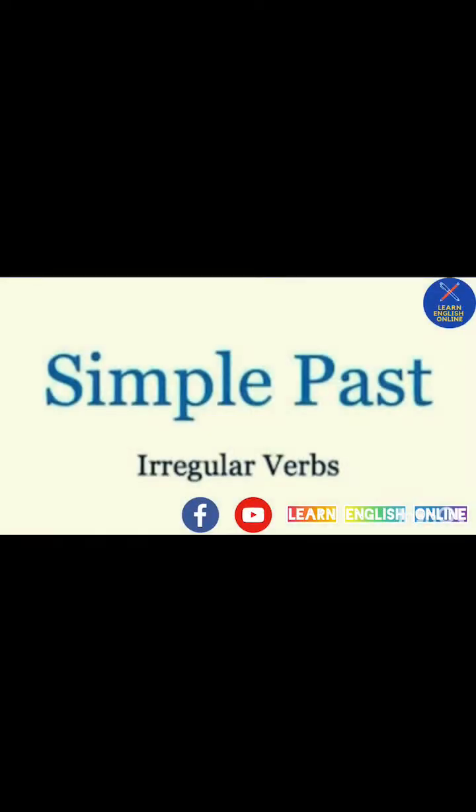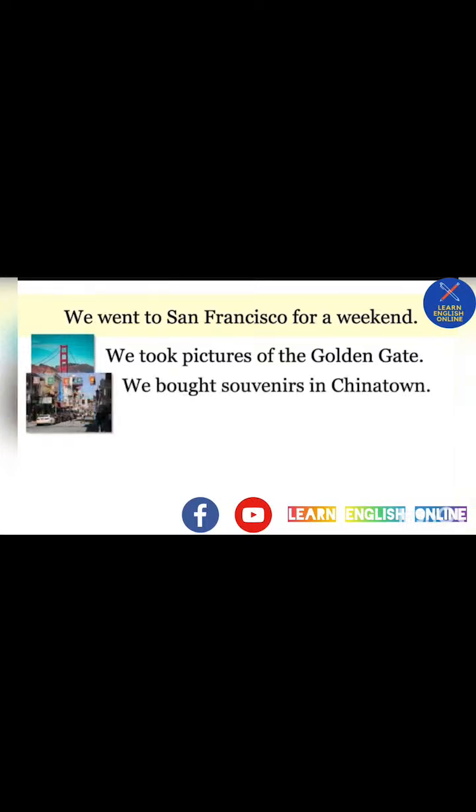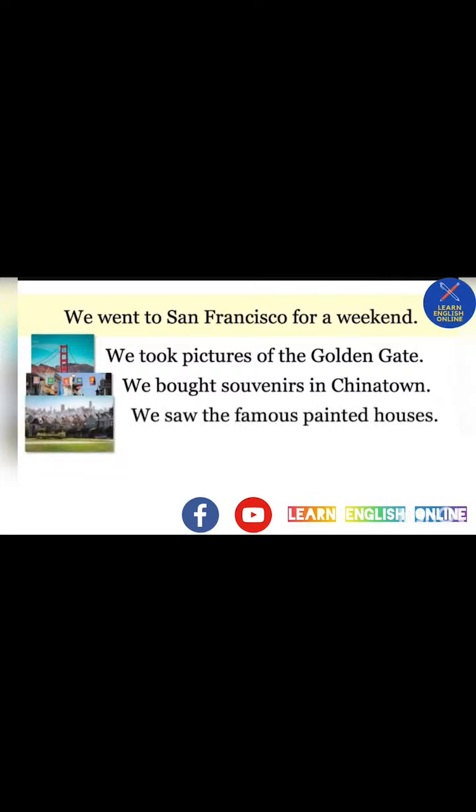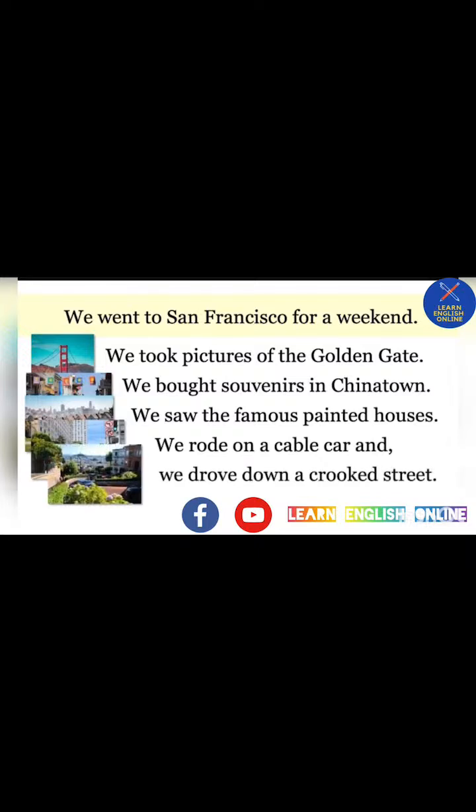Simple past, irregular verbs. We went to San Francisco for a weekend. We took pictures of the Golden Gate. We bought souvenirs in Chinatown. We saw the famous painted houses. We rode on a cable car and we drove down a crooked street. This all happened in the past.